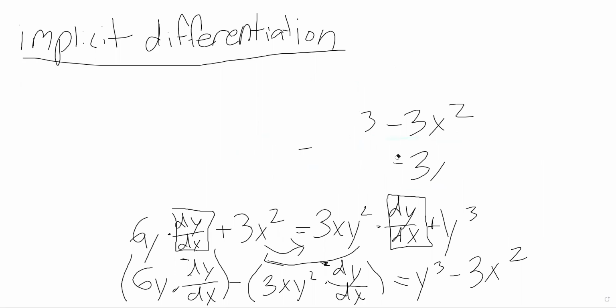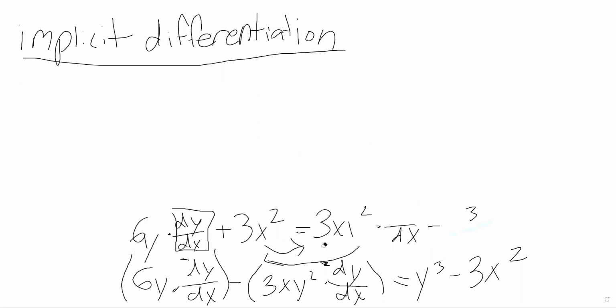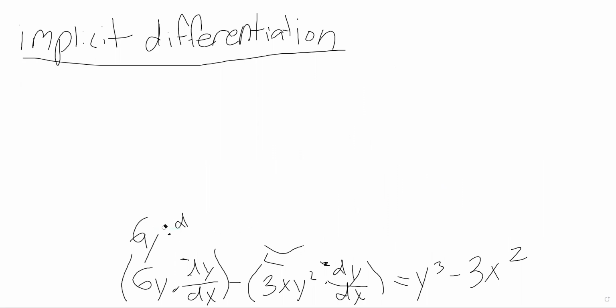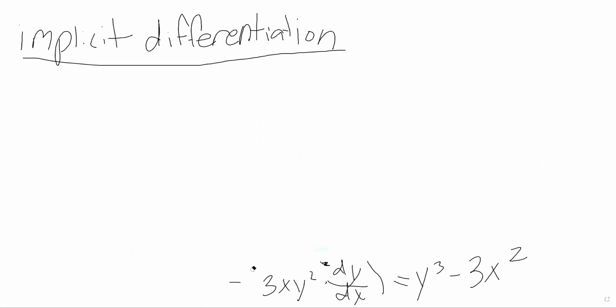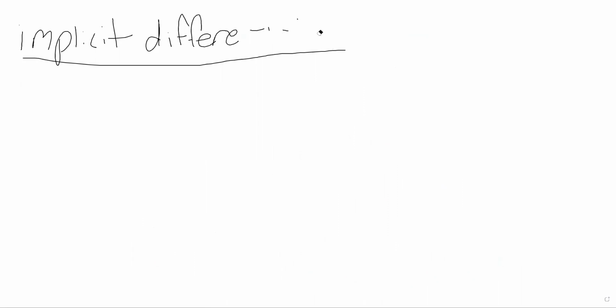The biggest key to remember is that in order to implicitly differentiate, you want to find the derivative of each term, no matter what the variable is. And I'm sorry if you hear my dog in the background. No matter what the variable is, you want to find the derivative of it. And anytime that you take the derivative of a y, you're going to write dy over dx, or you're going to multiply it by dy over dx. And anytime you take the derivative of an x, you're going to multiply by dx over dx.